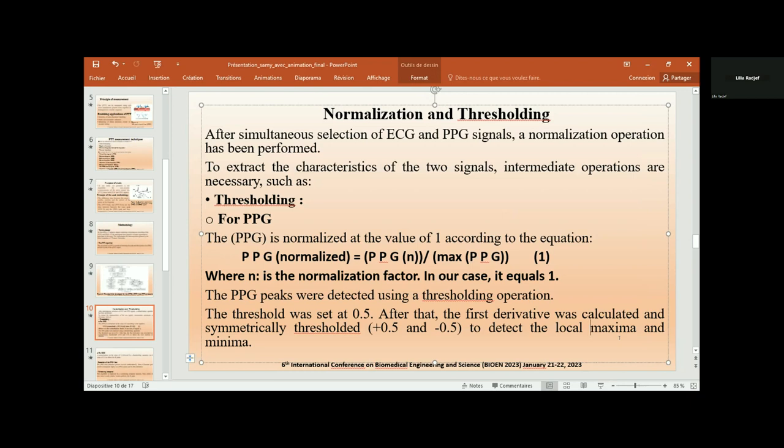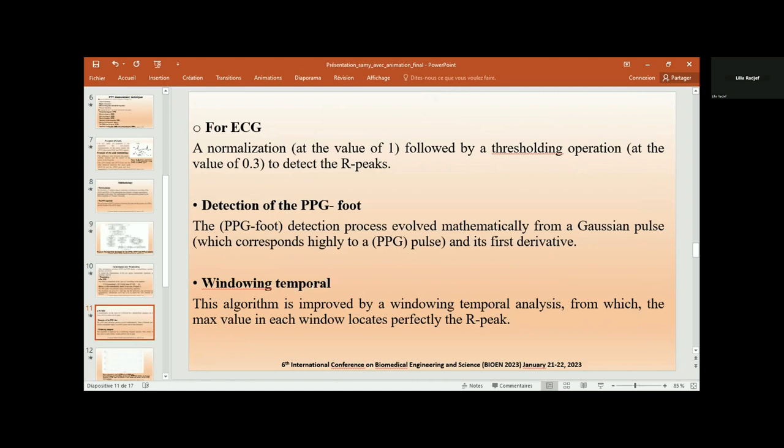The threshold was set at 0.5. After that, the first derivative was calculated and symmetrically thresholded plus 0.5 and minus 0.5 to detect the local maxima and minima. For ECG, a normalization at the value of 1 followed by thresholding operation at the value of 0.3 to detect R peaks.